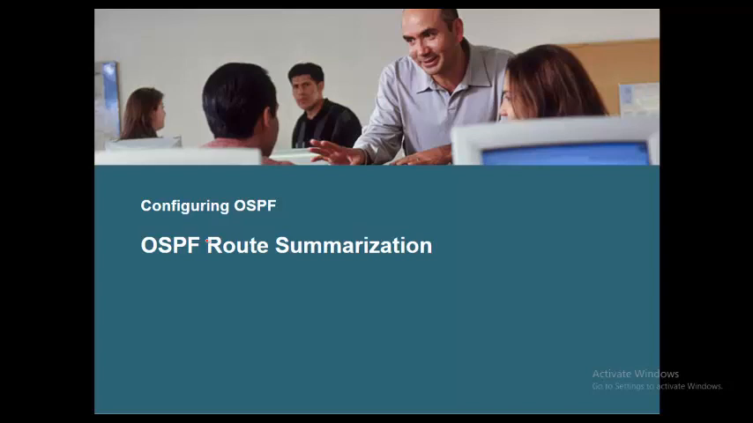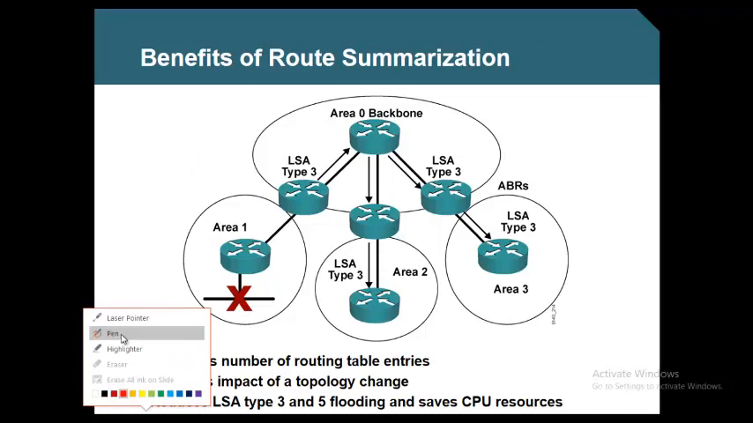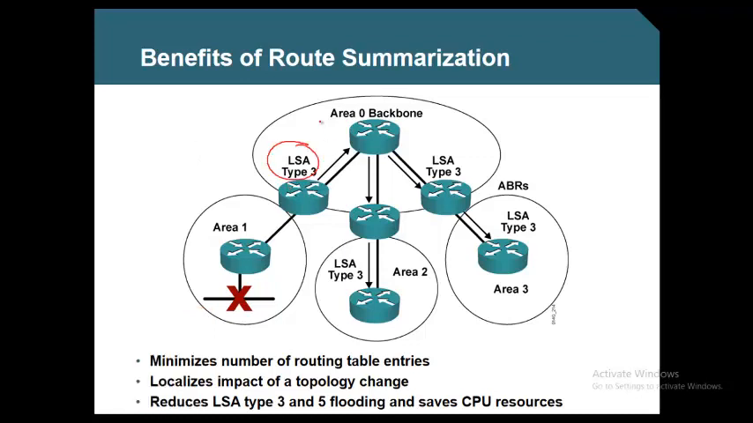You see here, this page explains why we should do summarization. First point, minimize the number of routing table entries. Of course, yes. When I do summarization on the border, the type 3 LSAs are going to be less. As a result, the routes in the routing table will also go less, and the routes given to other areas will also be less. So definitely this minimizes the size of the routing table.